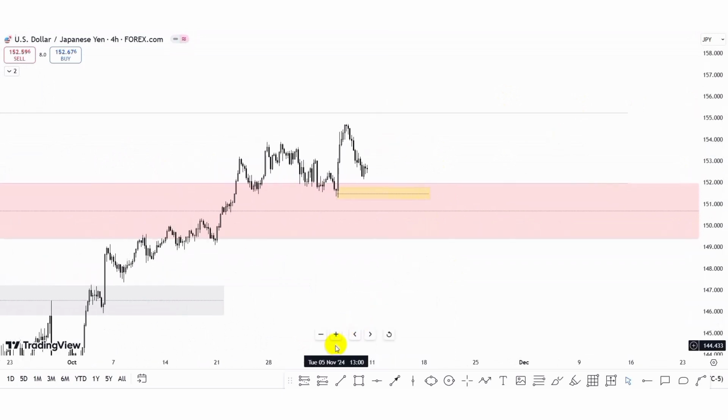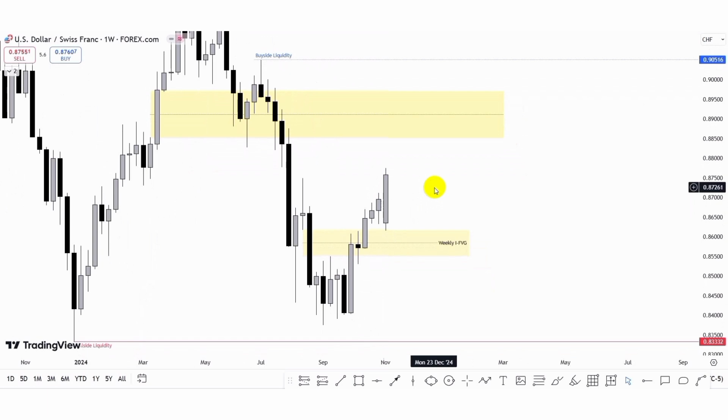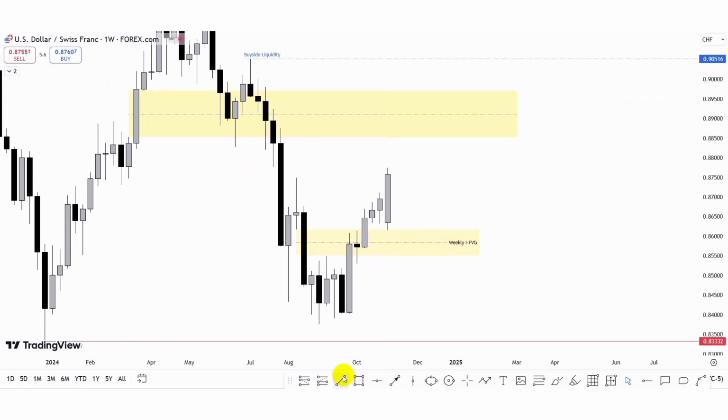So let's check out the USDCHF pair. So guys, this is the USDCHF pair. This is the weekly time frame. I'm not really going into deep details in this one. So what we can see here is that price took out this buy side liquidity, the swing high points.